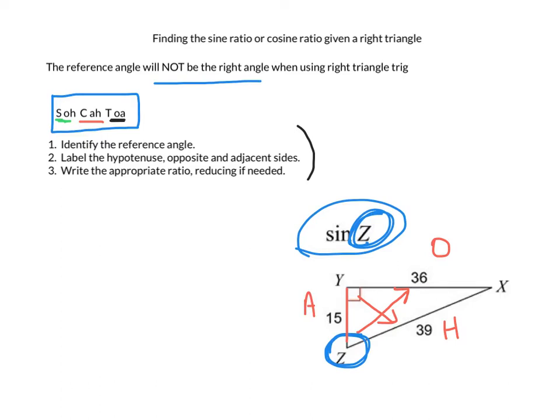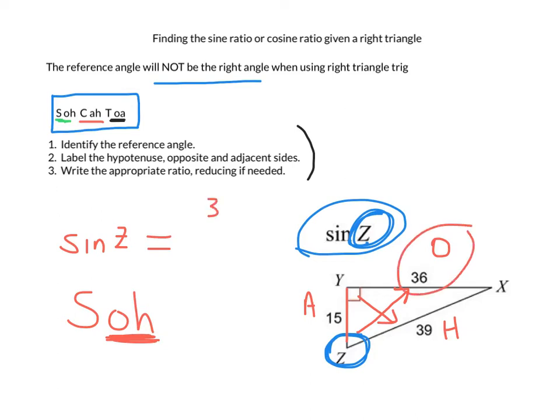Step 3: write the appropriate ratio, reducing if needed. The problem we're dealing with here is they're looking for the sine of z. That means I'm going to be using the SO part of my SOHCAHTOA. So I need to put the opposite over the hypotenuse. So the sine of z is equal to what? It is equal to my opposite, which is 36, fraction bar, over my hypotenuse, which is 39.